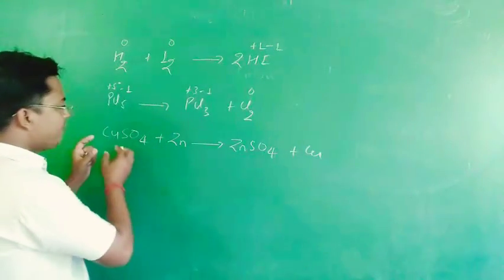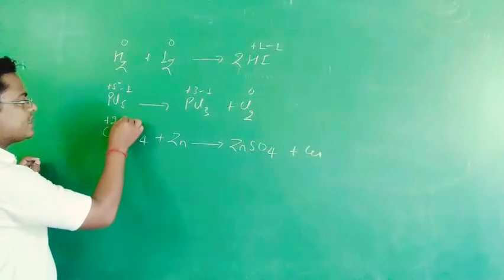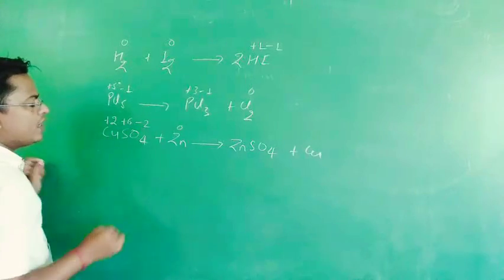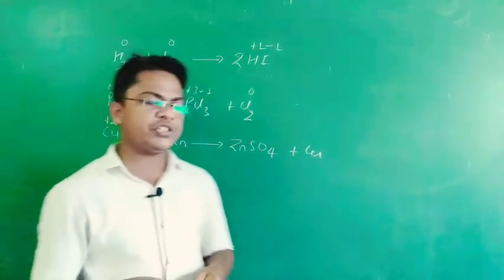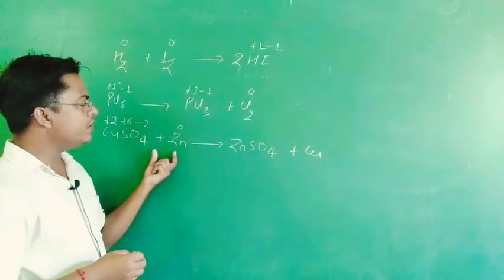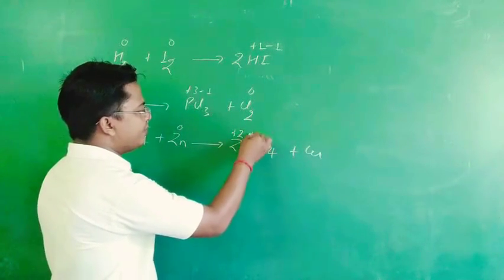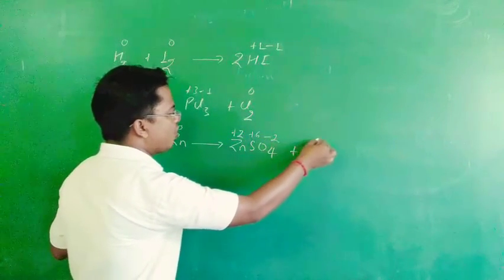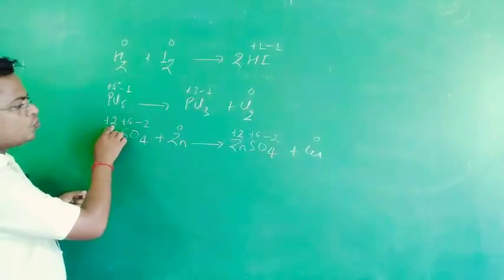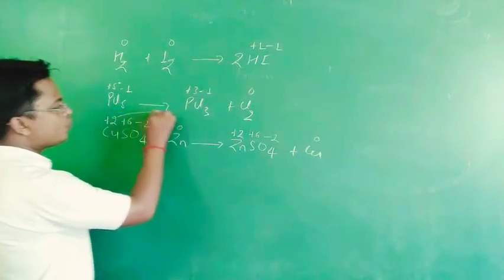Then we have to find the oxidation states. In copper there will be a +2 charge, in sulfur +6, oxygen -2, zinc 0. Any atom like sodium, potassium, magnesium in elemental form has an oxidation state of 0. So in the case of zinc there must be 0, and in the products zinc +2, sulfur +6, oxygen -2, copper 0. OK, you can see copper goes from +2 to 0.